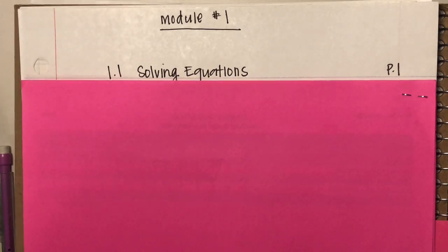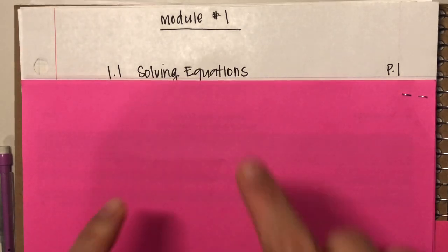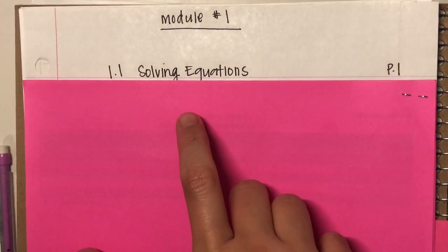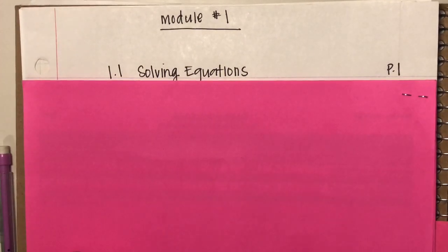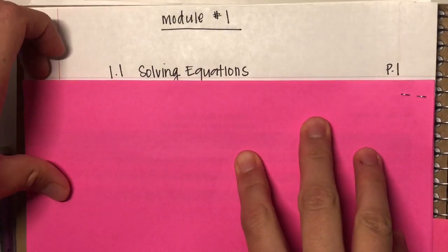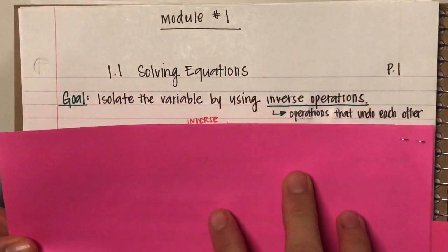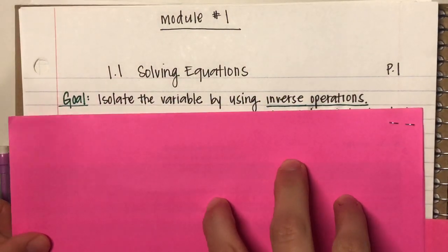Today we're going to be solving equations, and this is going to be in Module 1. We're going to start very basic with the equations, and every day we're going to add more steps, and they're going to get a little bit more advanced. So, anytime we're solving equations, our main goal is to isolate the variable.